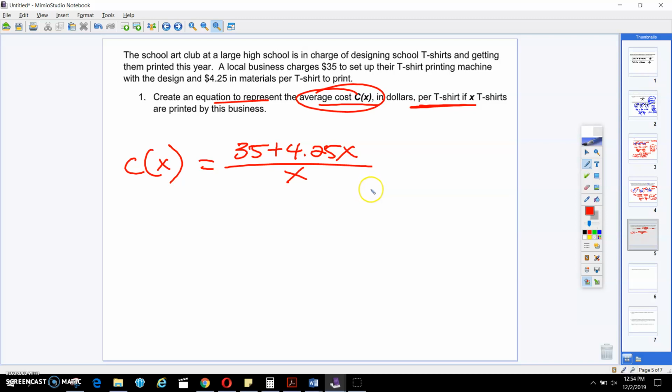So the next question asks, how much would it cost per shirt if you got 25 t-shirts? So this is kind of like when you go on Amazon and you buy a t-shirt. If you buy one t-shirt, it's going to cost you like $45. You buy 3 of them, suddenly each t-shirt is $30, right? That's what happens on Amazon, Etsy, the whole thing.